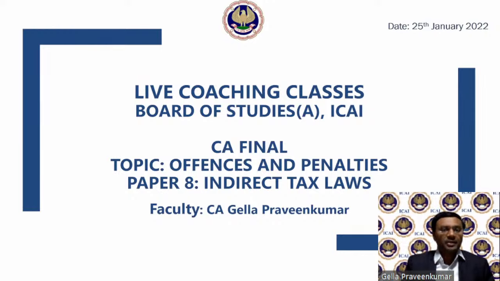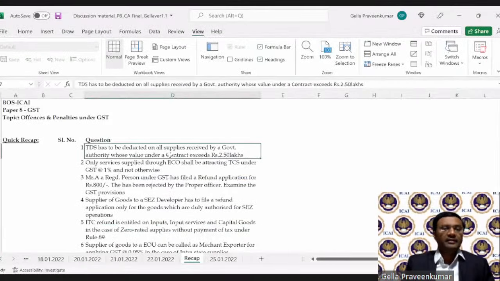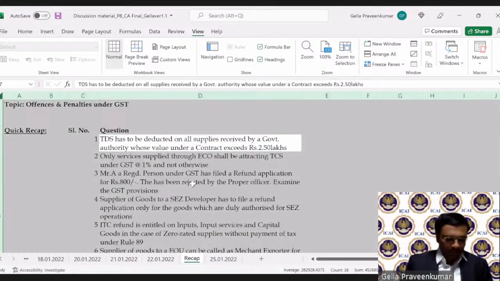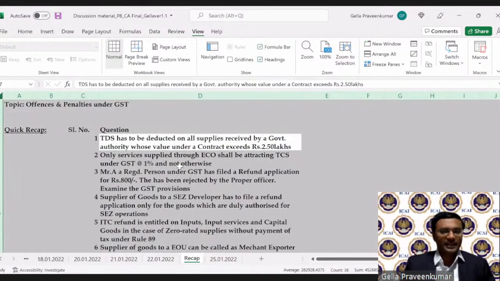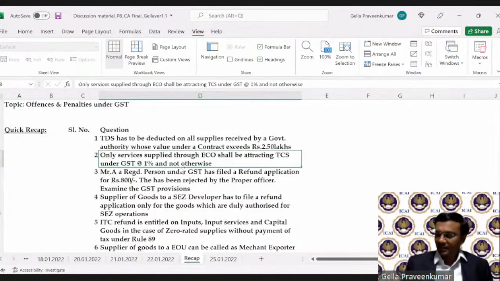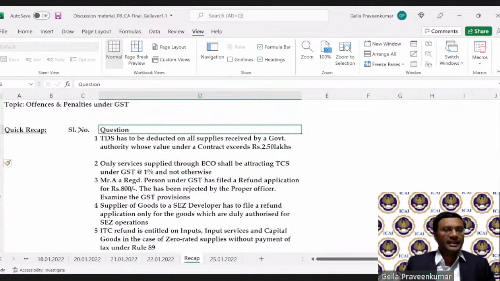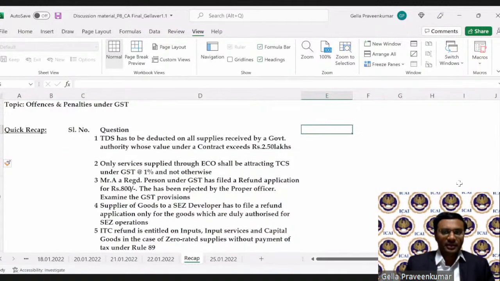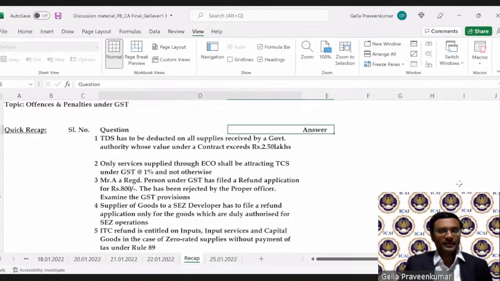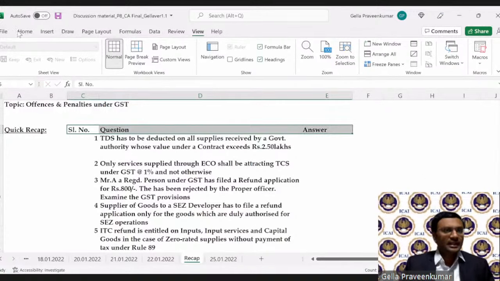Let me quickly come back to my Excel file so that we can have a recap now. Students, I would request you to download this Excel file, where I have given a sheet called recap. In this sheet, you have all these questions which have been posted. Let me make it bold so that visibility is there. So let us have these questions and answers. Let me do the basic formatting.